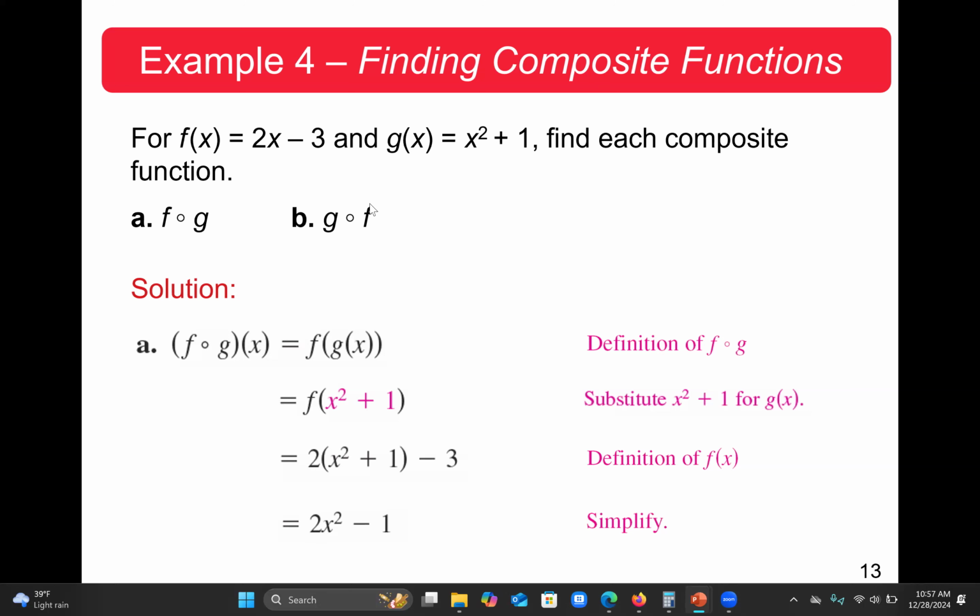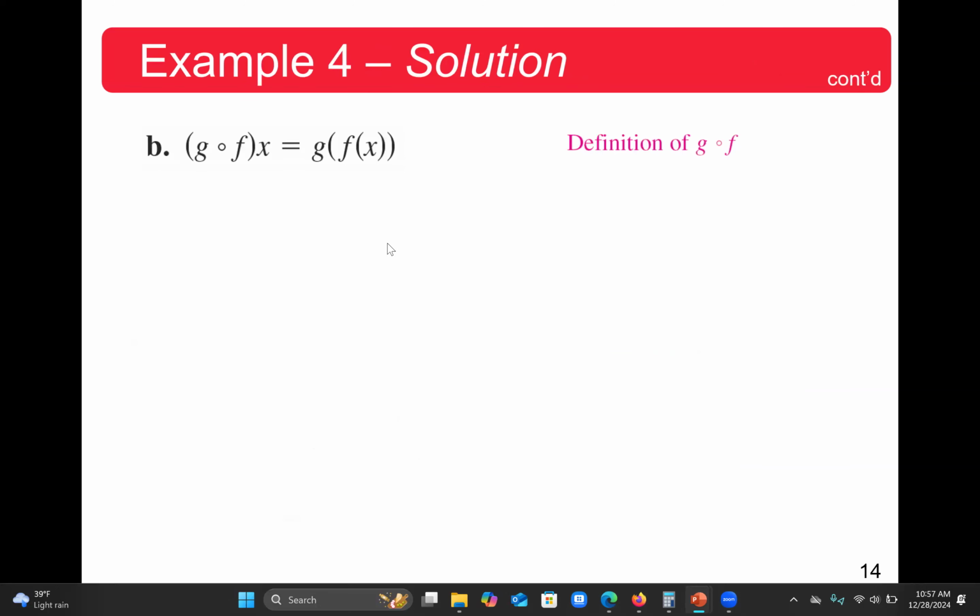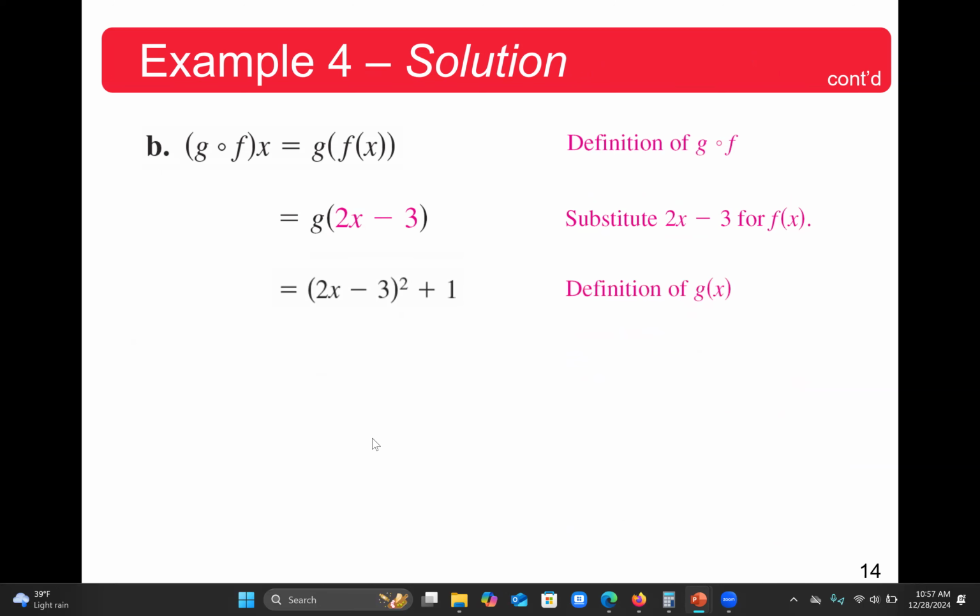g composite f, which means anywhere I see x squared, I'm going to replace it with 2s minus 3, because this time f at x is the argument of g at x. So we write it in this form. And we can see now we wrote down the f at s, which is 2s plus 3. So anywhere I see the g function, anywhere I see x, I'm going to replace it with 2s plus 3. And that's what we have here.